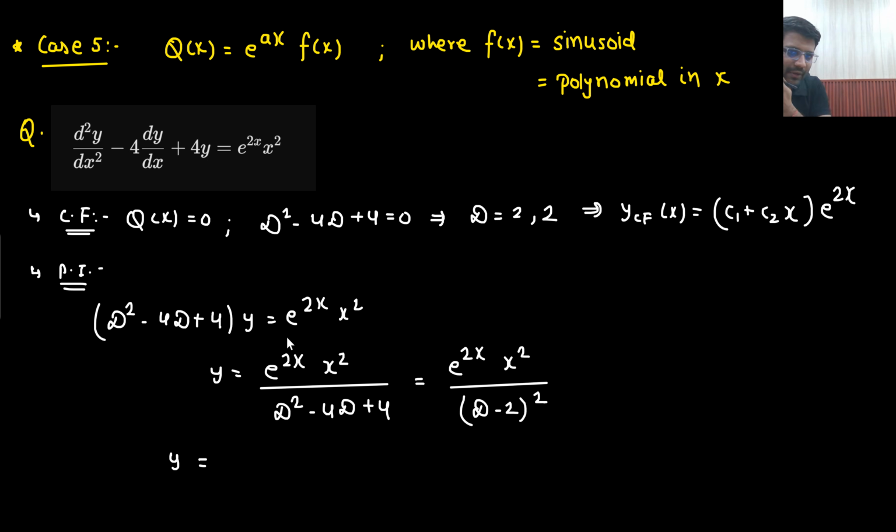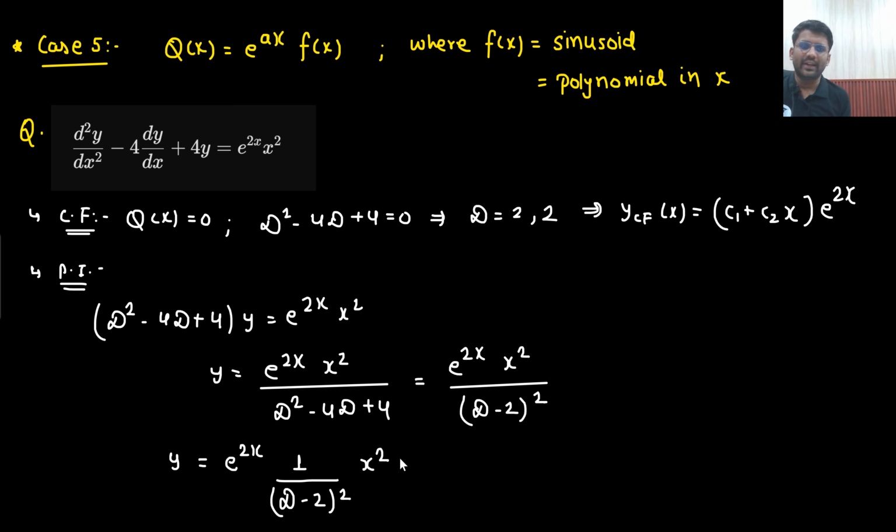Nothing will happen with this e to the power 2x. It will remain as it is. This 1 upon D minus 2 is there, 1 upon (D minus 2) whole square is there, and then there is this x square.